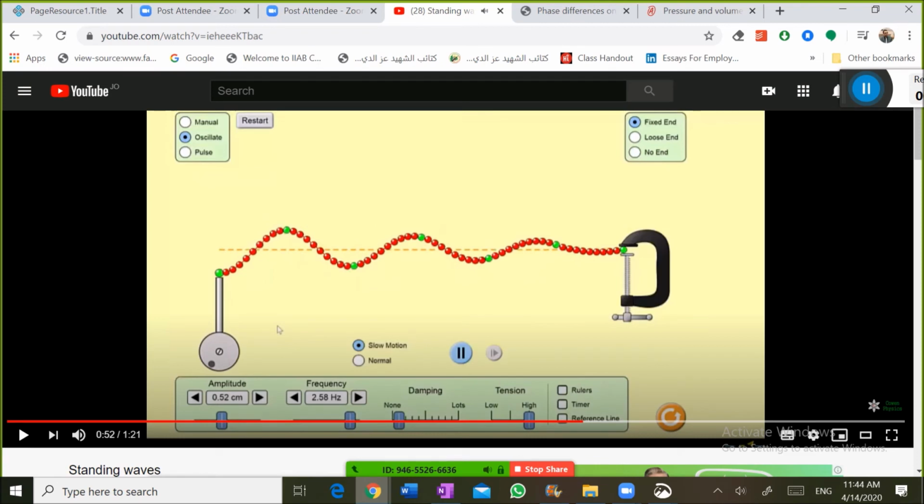Guys, it's obvious here in the waves. It seems that there is no transfer of the disturbance. The waves stay in their positions.